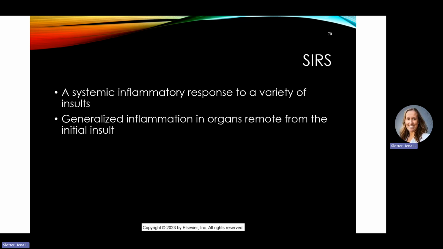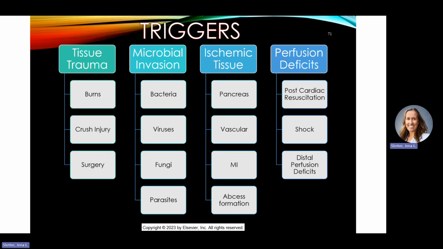As we think of SIRS, we are thinking about a systemic inflammation response to a variety of different things. We're going to talk about these things in just a second, but we're really focused on the inflammation that's going on in the organs. A lot of the triggers are things having to do with either tissue trauma, microbial invasion, ischemia of some kind, or issues with perfusion.